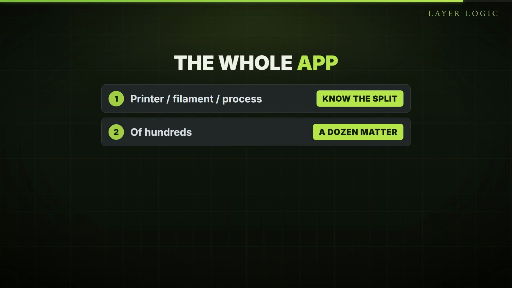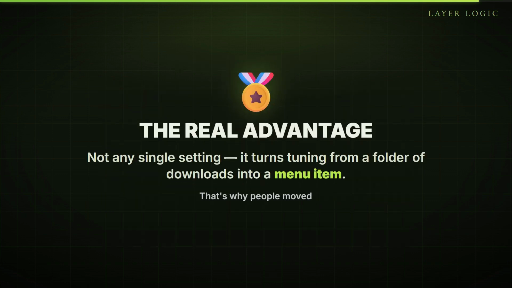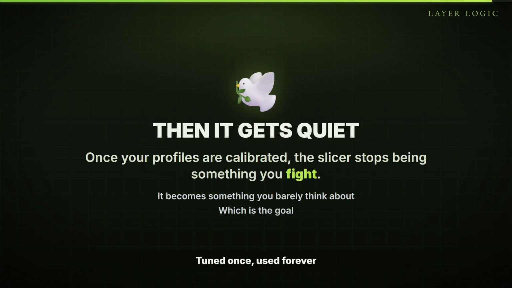So, printer settings describe the machine, filament settings the plastic, process settings the job. Learn a dozen of those, run the calibrations once, and paint over the slicer where you know better. The thing that makes Orca worth switching to is not any single setting. It is that it turns tuning from a folder of downloaded test models into a menu item. And once your profiles are calibrated for the filament you actually use, the slicer stops being something you fight and becomes something you barely think about.